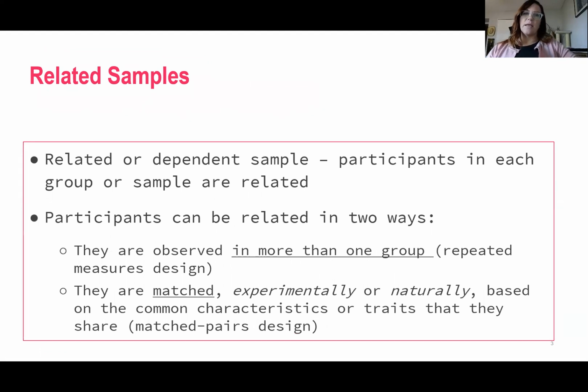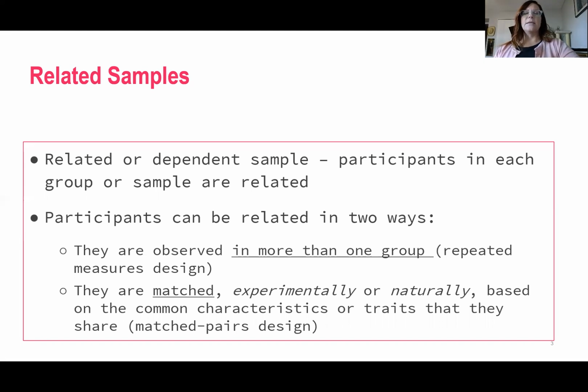So when we consider related samples, either the people in each of the conditions are related in some way, or they're the same people. There's often what's called the repeated measures design, which is where participants are observed in more than one group, and it's usually like a pre and post type of design.